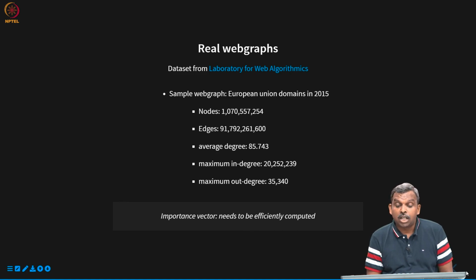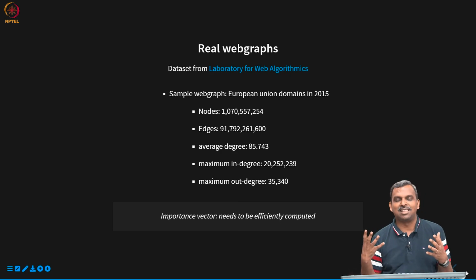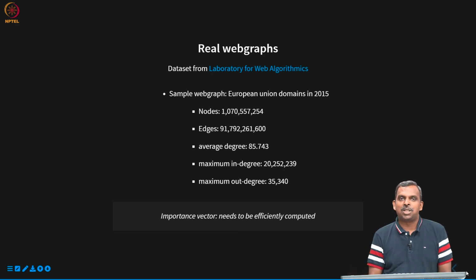In that web graph, they got more than 1 billion nodes, more than 91 billion edges, and the average degree was about 85.73. There was a node with an in degree of more than 20 million. There was a node with an out degree of more than 35,000. So this is the scale you're dealing with when it comes to the internet, and you ought to be able to compute eigenvectors and eigenvalues at this scale. This size is difficult to even imagine. You need really efficient memory and processing power to maintain this importance vector, and that's also possible. That was again a very interesting part of the PageRank algorithm, which we won't discuss in this lecture.